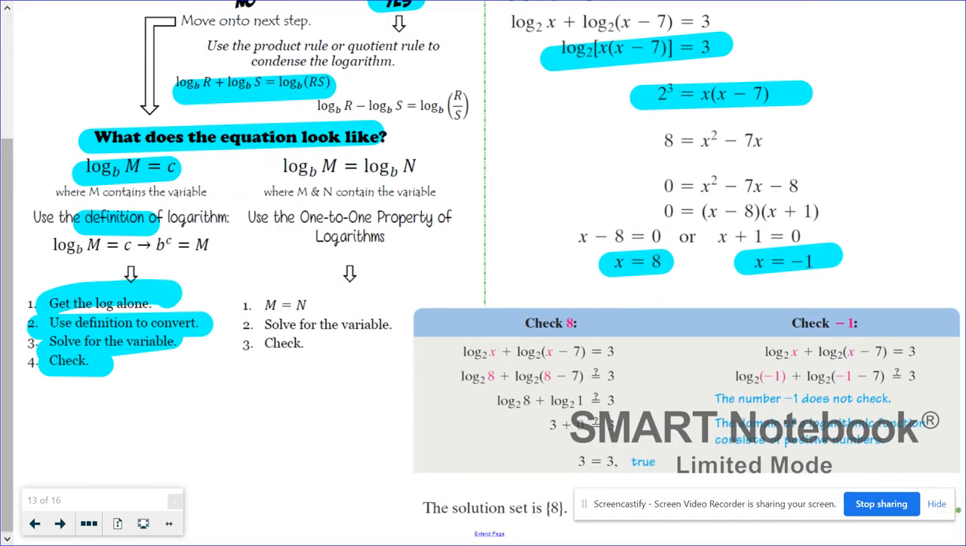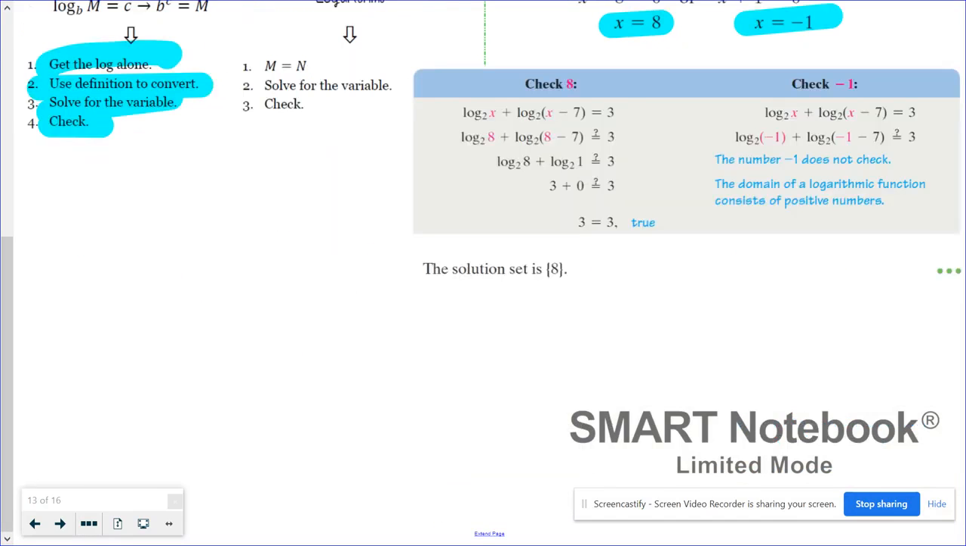So here they actually gave us a very detailed look at them checking these solutions. They said check 8. Notice they plugged 8 into the insides, and you got 8 and you have 1, and that's good. 8 and 1 are both positive numbers, and positive is what we want to see when we check for extraneous solutions. With -1, they did that too.